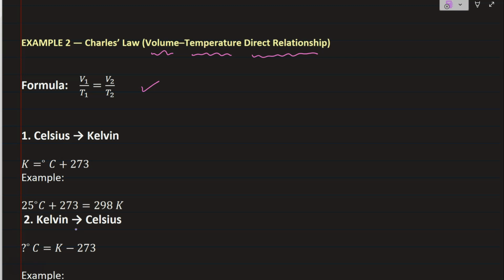Now, the very first thing we need to do is make sure that these temperatures are in Kelvin, not Celsius. So that means we need to do the conversion between Kelvin and Celsius. Here is the formula for it. To find Kelvin, you take the degrees Celsius and add 273 to it.